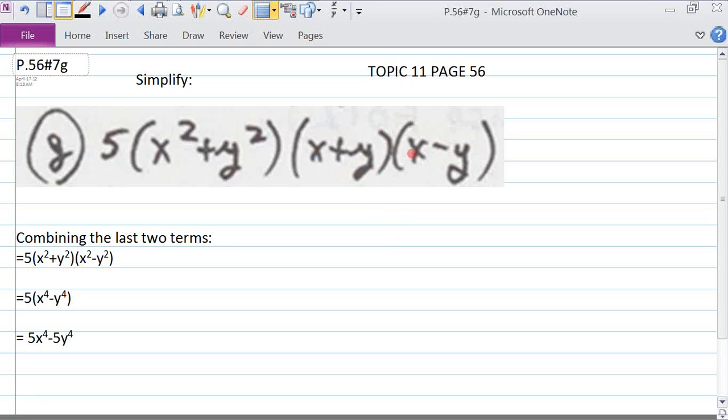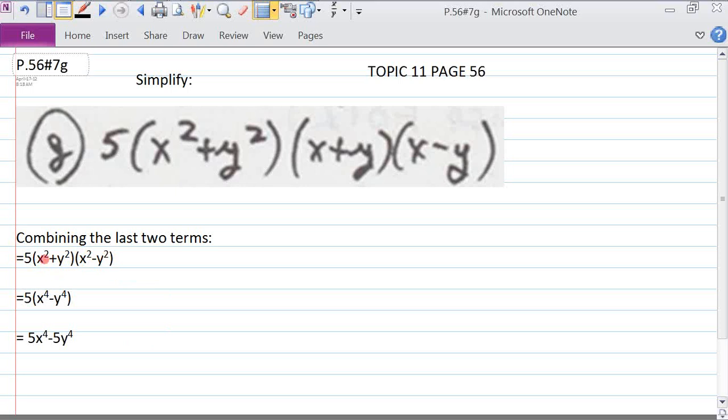So really it's the first times the first gives me the x squared, and plus y times minus y gives me minus y squared. So now I've left this term exactly the same, and I've left the 5. The 5 is this 5. This is this. And these two combine to give me x squared minus y squared.